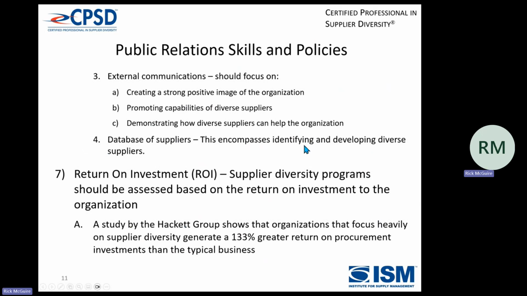And then you need a database of diverse suppliers, which encompasses identifying and developing them. The key to the program is return on investment, or ROI. Supplier diversity programs should be assessed based on the return on investment to the organization. A study by the Hackett Group shows that an organization that focuses heavily on supplier diversity generates a 133% greater return on procurement investments than the typical business.